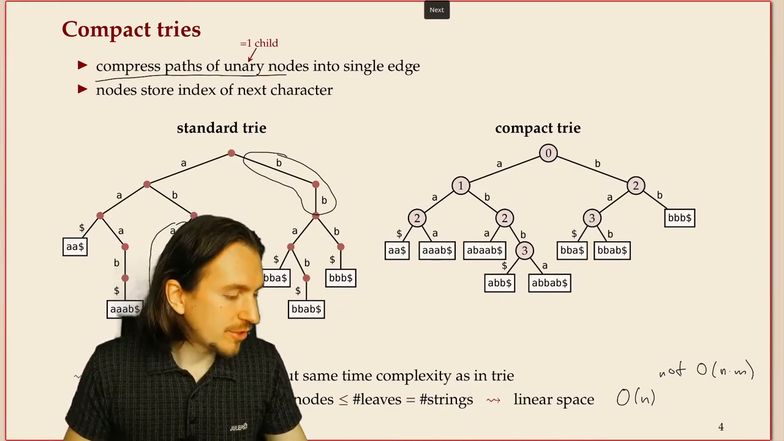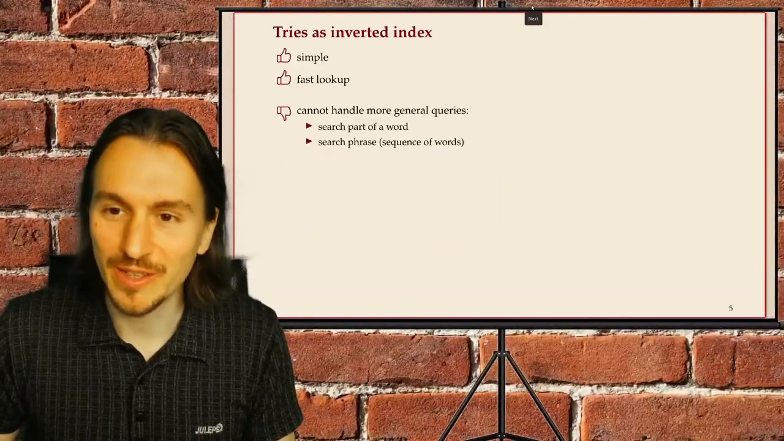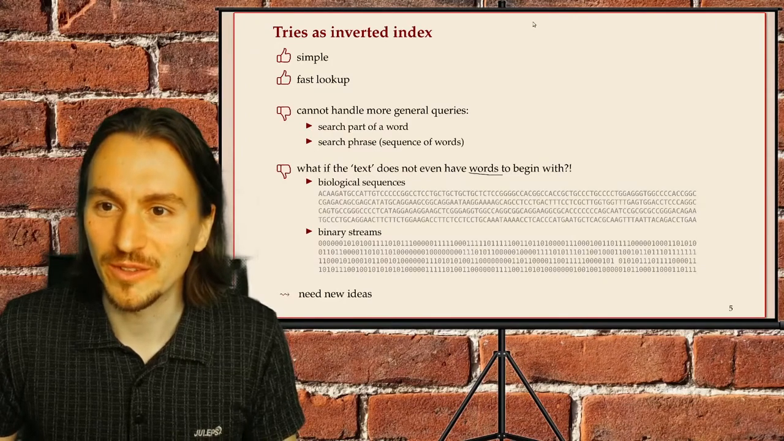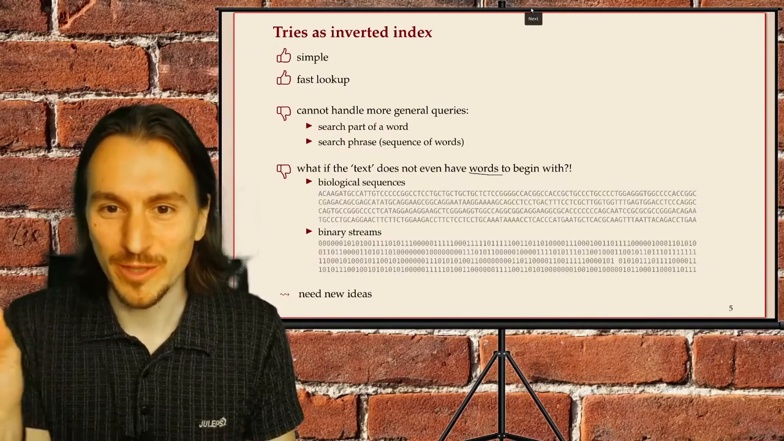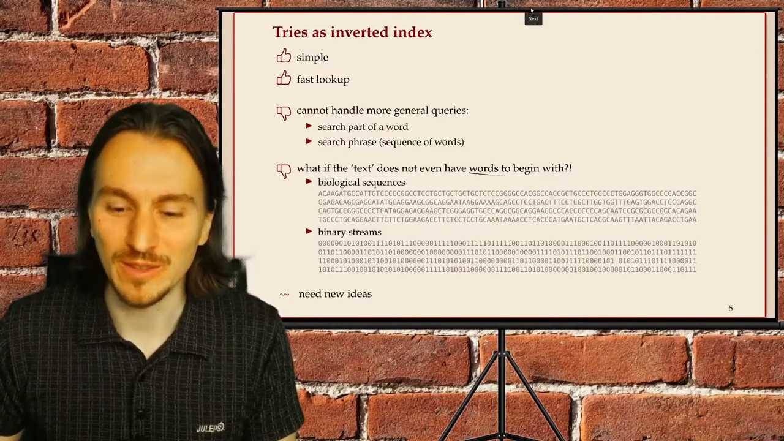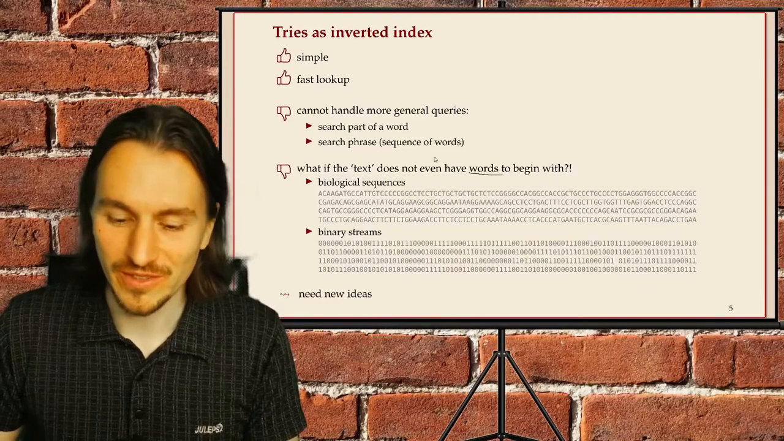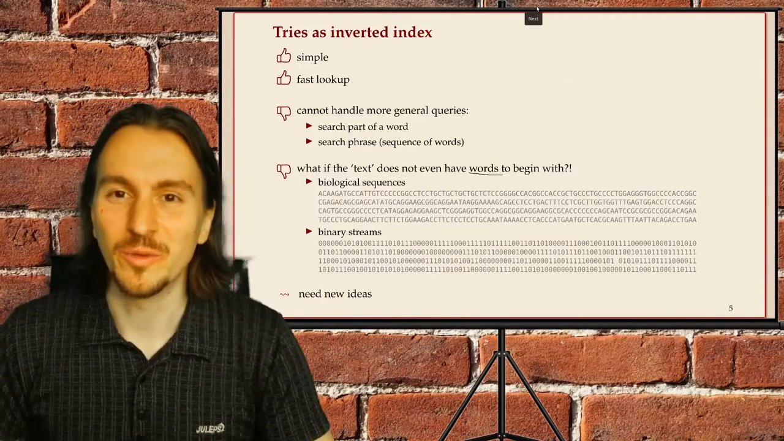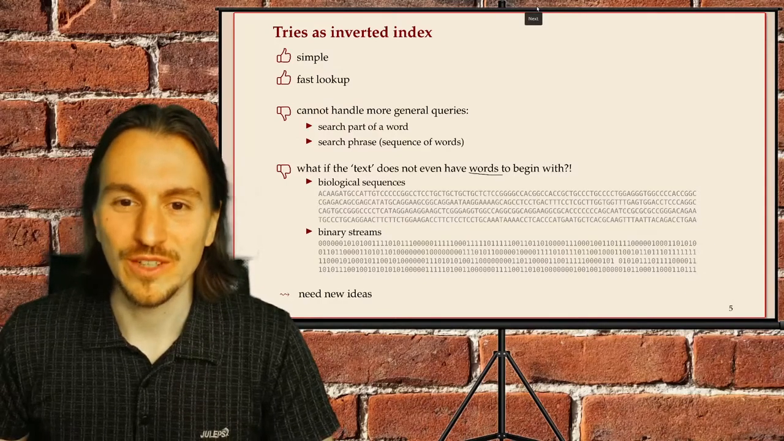All right, so much for that for now. That's what we discussed yesterday, and we discussed how to use this for text indexing: pre-process a text by splitting it into words and then making it possible to search for words. But the issue is this doesn't always work if there's no notion of words in your application.